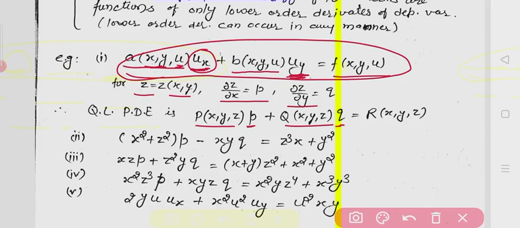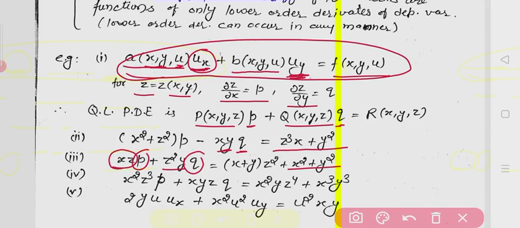So you can look at the example here: (x squared plus z squared) into p minus xy into q is equal to z cubed x plus y squared. Okay, so the next one is xzp plus z squared y into q is equal to x plus y z squared plus x squared plus y squared. Okay, so what you have to look at is only the highest order derivative. See, the highest order derivative here is p and q. In their coefficients, derivatives should not be present. The highest order derivative here is the first order derivative, so in its coefficients, see, no derivative is present, only independent variables and dependent variable are here.